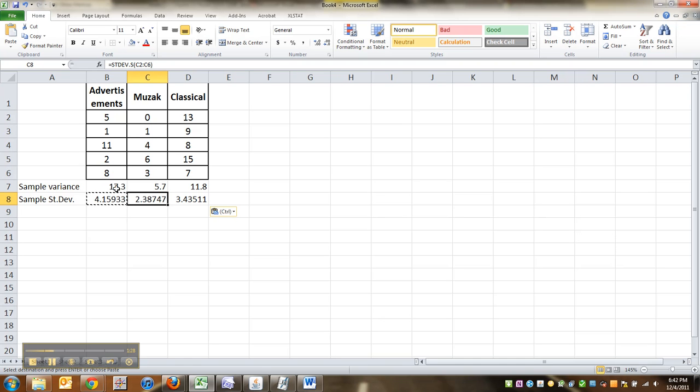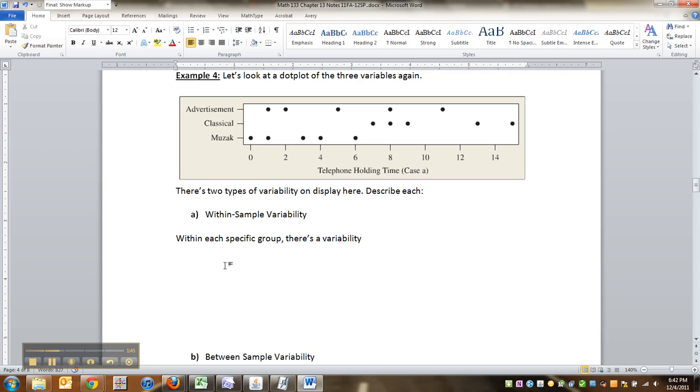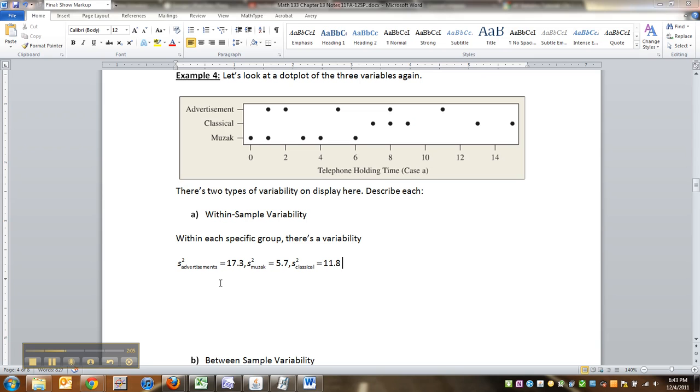Okay, so notice this means that within your sample, this sample right here, these advertisements, had a variance of 17.3. This sample right here had a variance of 5.7, and so on. Let me type that in here. S squared for advertisements was equal to 17.3. That is the variance for those 5 numbers. Let me type up the other ones. That's the variability within group.